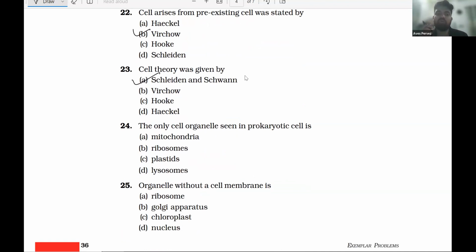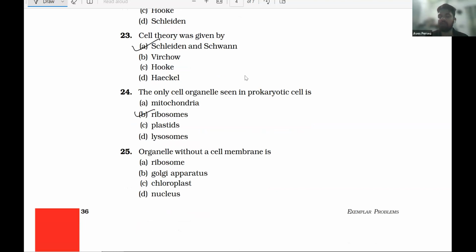Question number 24. The only cell organelle seen in prokaryotic cells is the ribosome. Since ribosomes are membraneless organelles, they don't have a membrane. We have discussed this. So note it down if you haven't: ribosome is the only organelle that is membraneless, they don't have membrane.